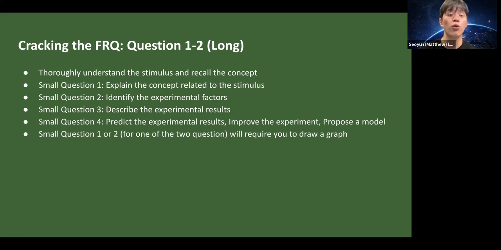And it's very important to thoroughly understand the stimulus and recall the concept, as I always mention. Generally, the first small question is about explaining the concept related to the stimulus. So you might be asked to identify or describe a simple concept. Small question 2 is generally about identifying the experimental factors like variables. The third small question is describing or analyzing experimental results. Small question 4 is often about predicting the experimental results, improving the experiment, or even proposing a model.